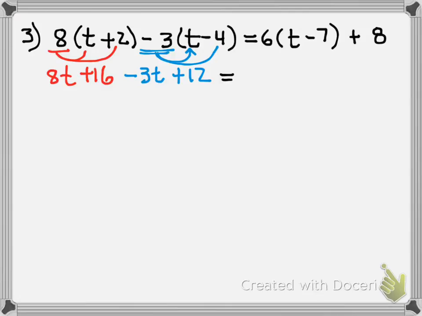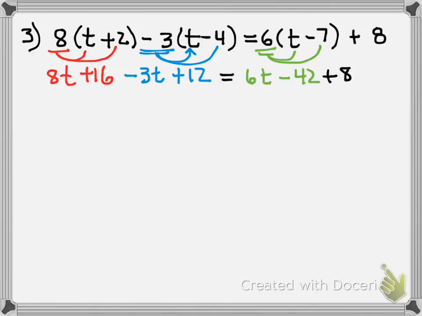On the other side, I'm multiplying that group inside the parentheses by the 6. So 6 times the t is 6t. And then 6 times the negative, signs are different, so I get a negative. And 6 times 7 is 42. And then we have this plus 8 on the outside.